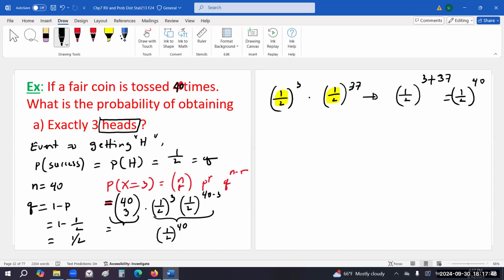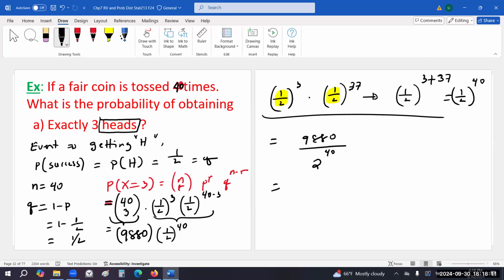So how much is 40 choose 3? 9880. So we have 9880, and you can simply divide by 2 to the 40 if you want, because 1/2 to the 40 means divided by 2 to the 40. So what do we have? It should be a very small number. 0 point. How many zeros do we have? 10 to the negative 8, and then what's the number we have?